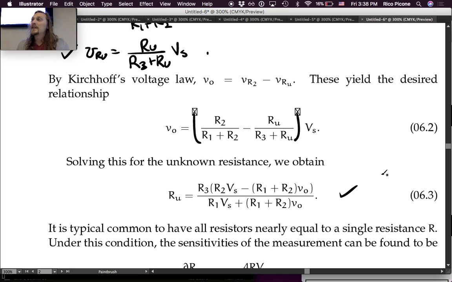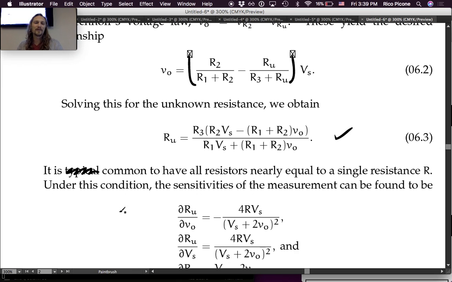It tells you what your unknown resistance is in terms of your other resistances and your two voltages, your input and output voltages. So if you have those measurements, you have a measurement for RU. It's typically common or typical, I guess I couldn't decide, I just decided to put them both in, just for good measure, to have all resistors nearly equal to a single resistance R. Okay, so R1, R2, R3, and RU are typically equal to R.